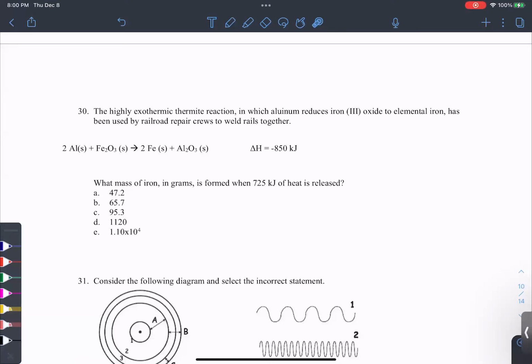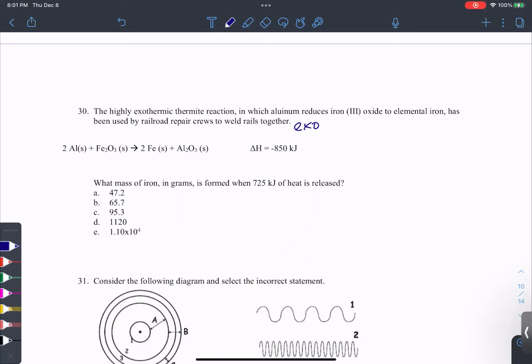All right, so 30, highly exothermic thermite reactions. We have aluminum reacting with iron oxide to form elemental iron and aluminum oxide. Here's the thermochemical equation. This reaction happens and the enthalpy for every mole, every turnover of this reaction, 850 kilojoules of energy is released, meaning that what kind of reaction is this? Exothermic, energy is released. All right, so here I'm asking what mass of iron in grams is formed when 725 kilojoules of heat is released.